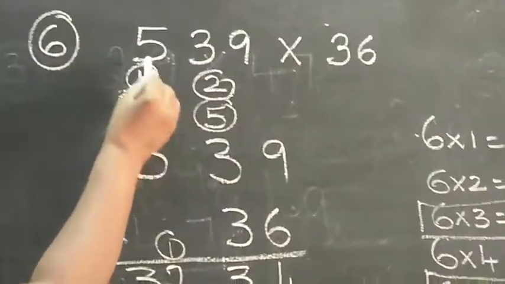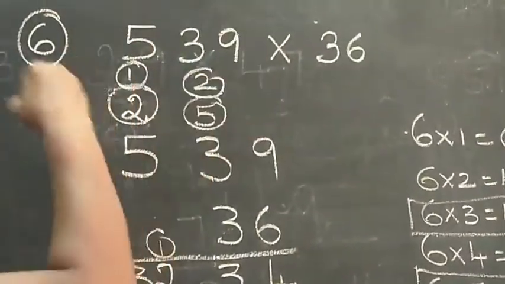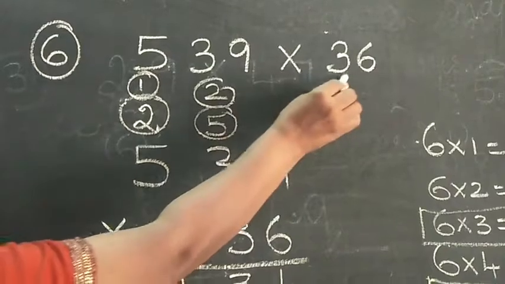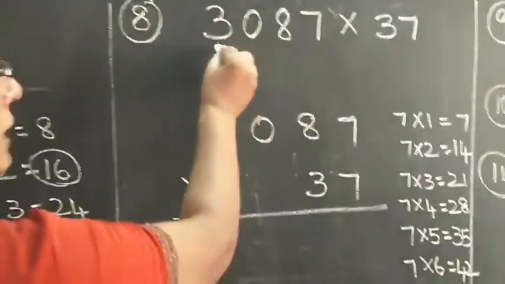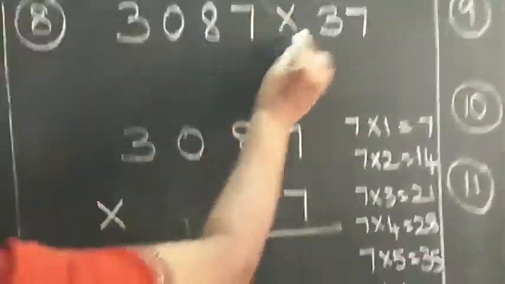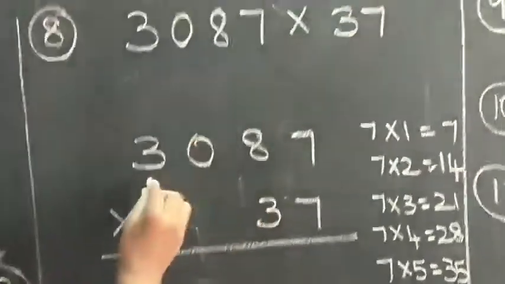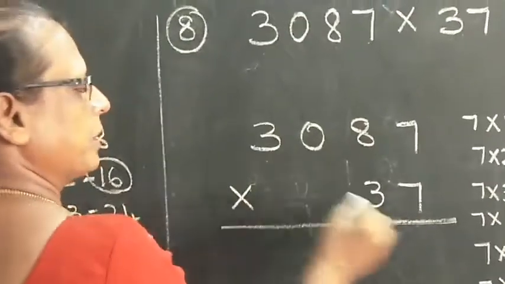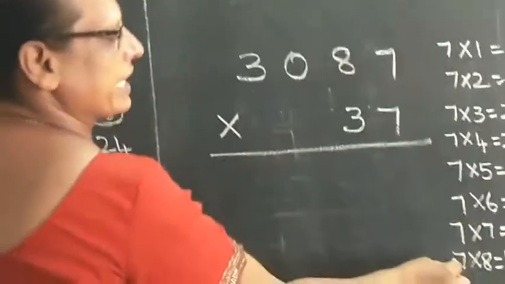That we are going to see here. 3-digit we saw. Now we are going to see a 4-digit number multiplying by a 2-digit number. Okay, children. 3,087 multiplied by 37. So I have written the 7 tables here.